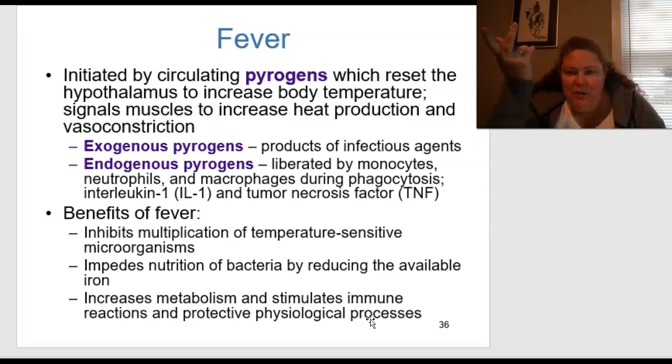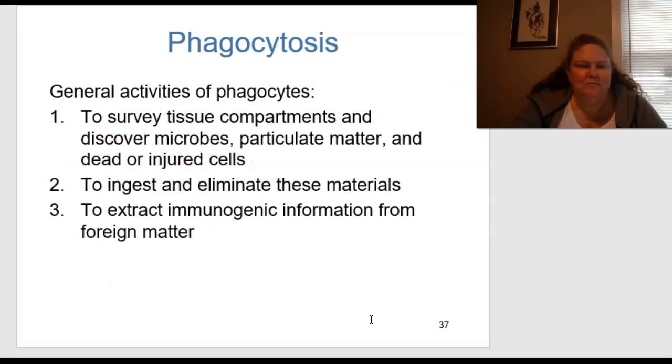Fevers are good. I mean, they can be a pain in the butt to deal with, but they're actually beneficial, okay? And these basically can inhibit the multiplication of temperature-sensitive microorganisms. It can also impede nutrition of bacteria by reducing the available ions. And it can also increase the metabolism and stimulate the immune reactions and protective physiologic processes.